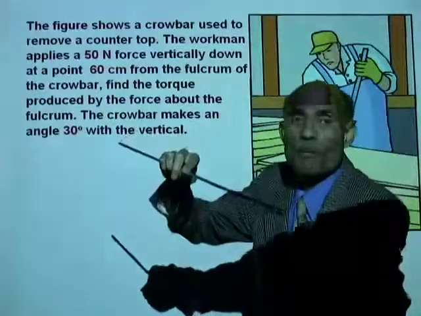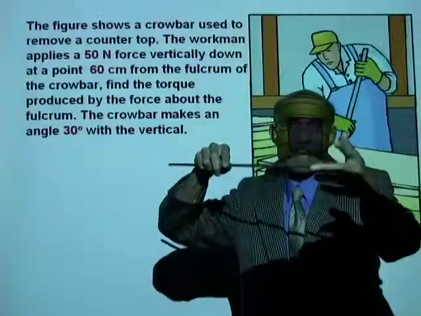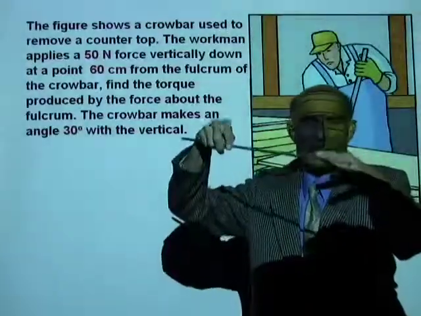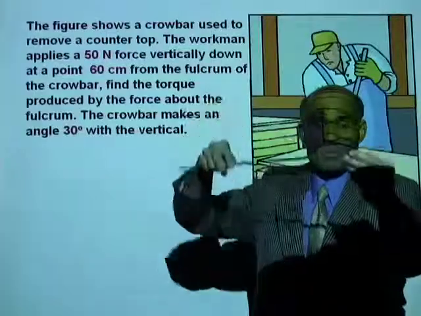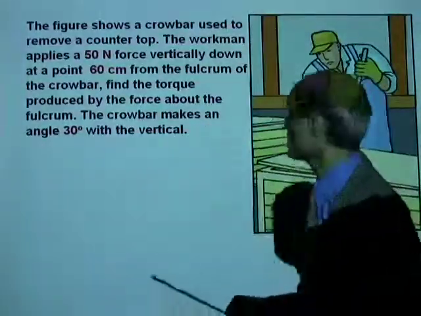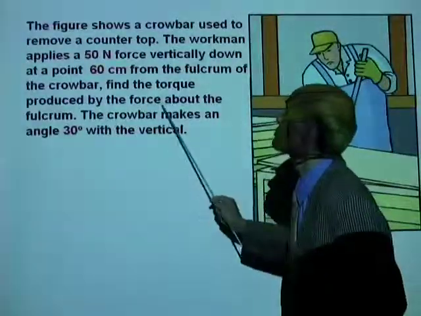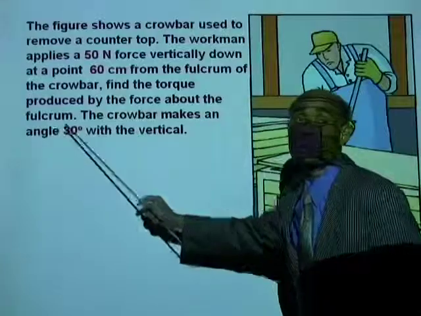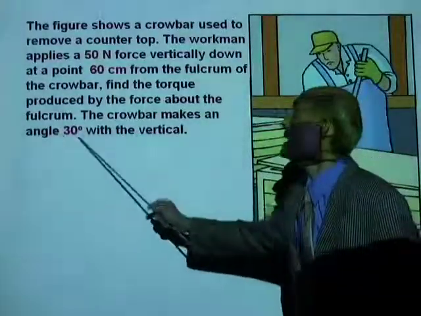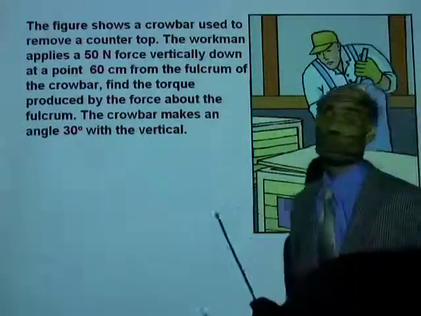Fulcrum is the point about which the rotation takes place. Now, if you insert it there and move it, this is the fulcrum. Find the torque produced by the force about the fulcrum. The crowbar makes an angle of 30 degrees with the vertical.